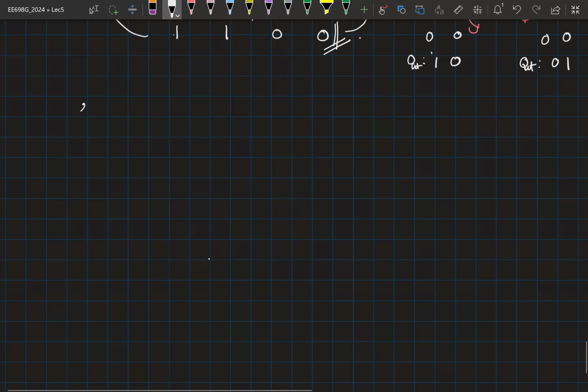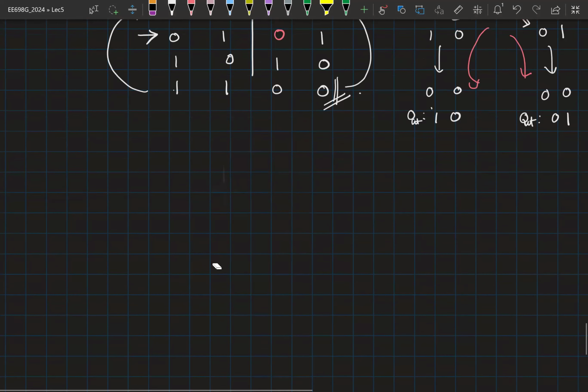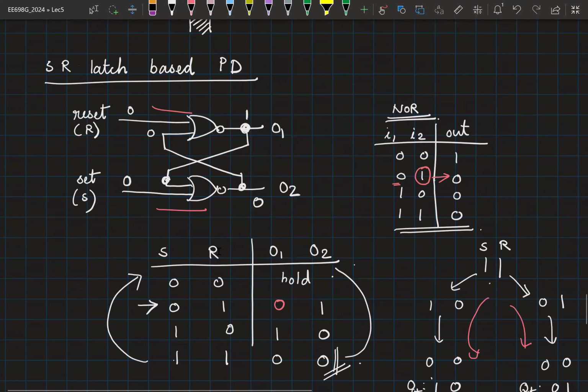So let me give you, let's say this is corresponding to reset. You can call this signal up. Let's say I call this signal up, and this signal down, right? And then you give your in1 to the set and in2 to reset.